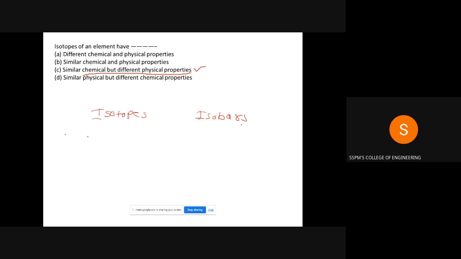Isotope means same atomic number and different atomic mass number. It is opposite to isobar. Isobar means same atomic mass number and different atomic number.